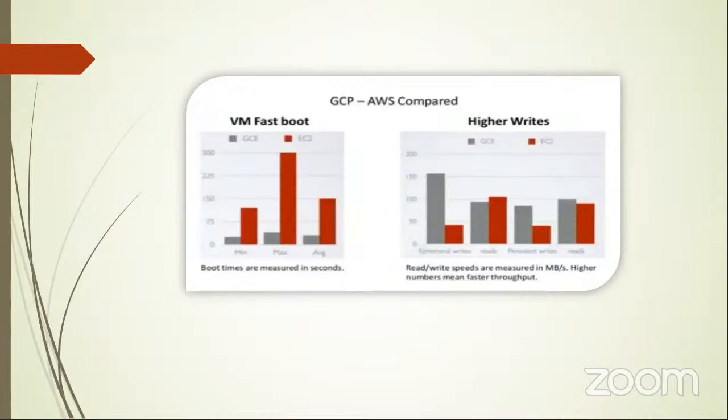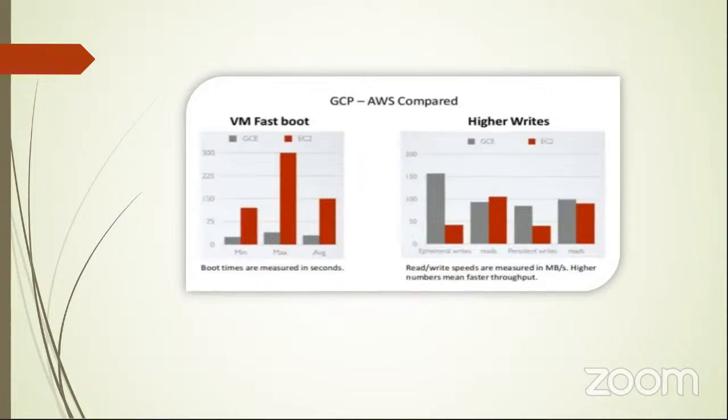And the same is comparative in the higher writing speeds also. So read and write, like suppose you are putting any data on that particular application server, and you are reading any data from that particular application server, it's very fast compared to AWS and Azure. So these are the reasons why we prefer GCP.